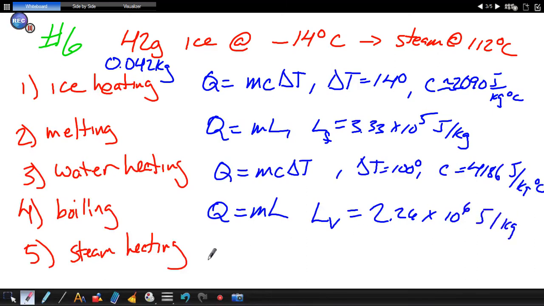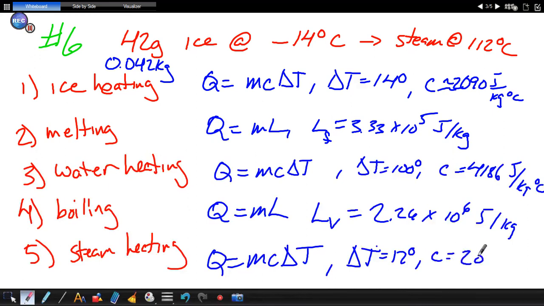And then the steam has to heat up. So Q is MC delta T. Delta T is 12 degrees, and C for steam is 2010 joules per kilogram degrees Celsius.